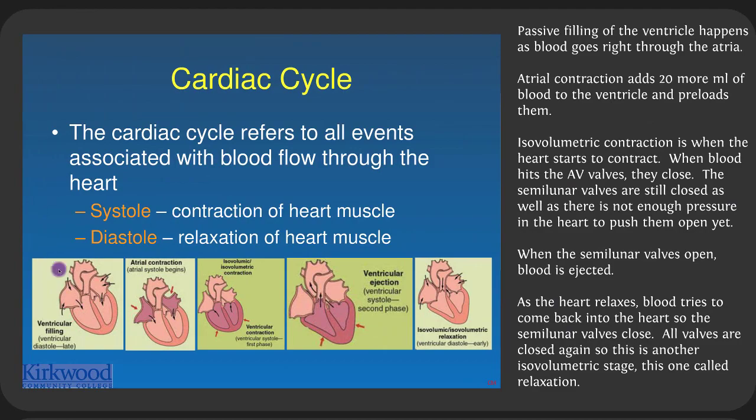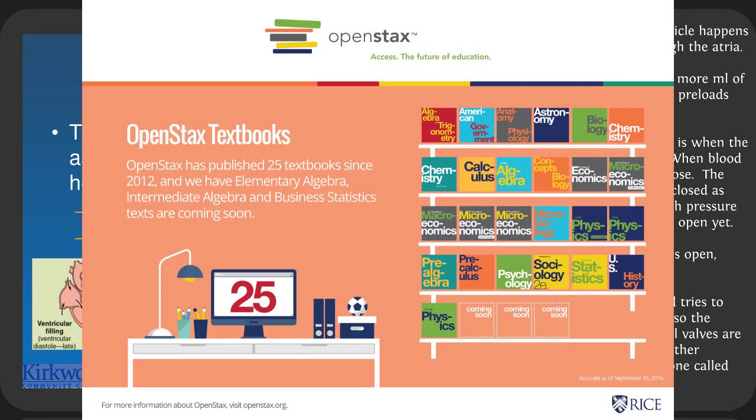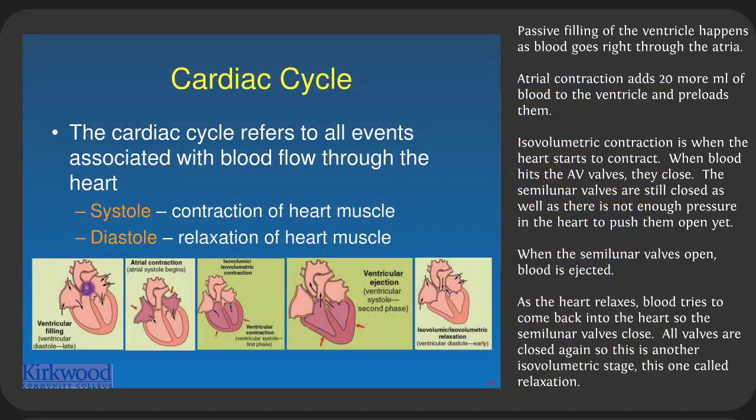So let's look at this figure at the bottom. This figure is from OpenStax, which is just a free online textbook. The first thing is ventricular filling. Blood is coming through the atria and going into the ventricles. This first part is pretty passive. The atria are not doing anything. Then we have atrial contraction, where the atria contract and shove more blood into the ventricles, and that adds about 20 more milliliters of blood to the ventricle, and it preloads them.